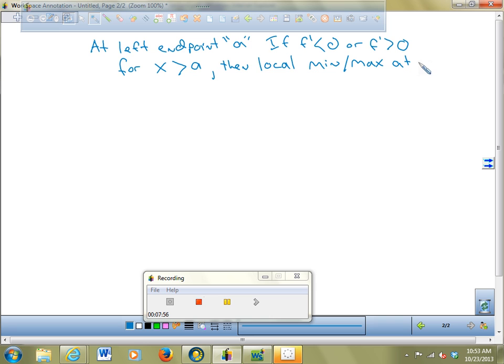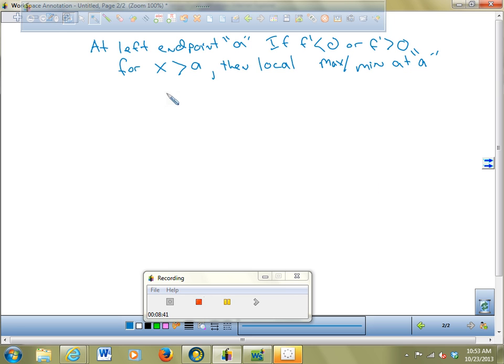Okay, what should that say? Local min, local max. Local max, I think that should say. Well, it's trying to show both. If f prime is less than 0, slope is downhill, and that would be a max versus a min at a. Let me make sure I wrote that down right.